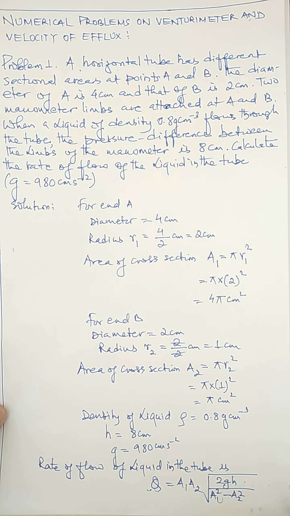So children, this formula we have already derived when you learned the topic called venturimeter. The venturimeter measures the rate of flow of liquid through any cross section of the tube, and that is given by this formula. So we know everything. We know A1, A2, we know G and H. So let's substitute the values out here and calculate.